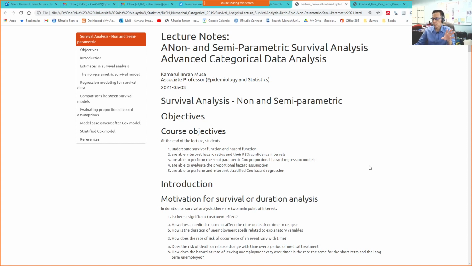Okay, so non and semi-parametric survival analysis basically is a review of the previous topic that we learned in multivariable data analysis. So this is a revision on the non and semi-parametric survival analysis.